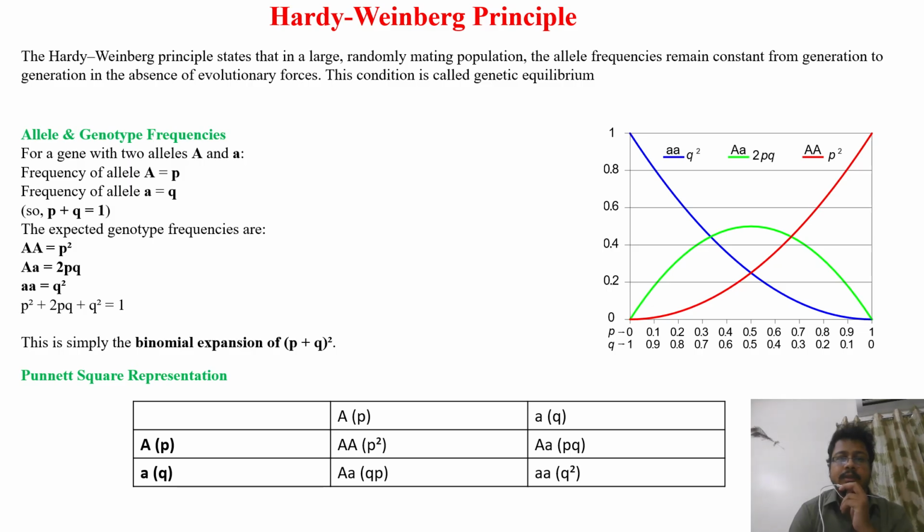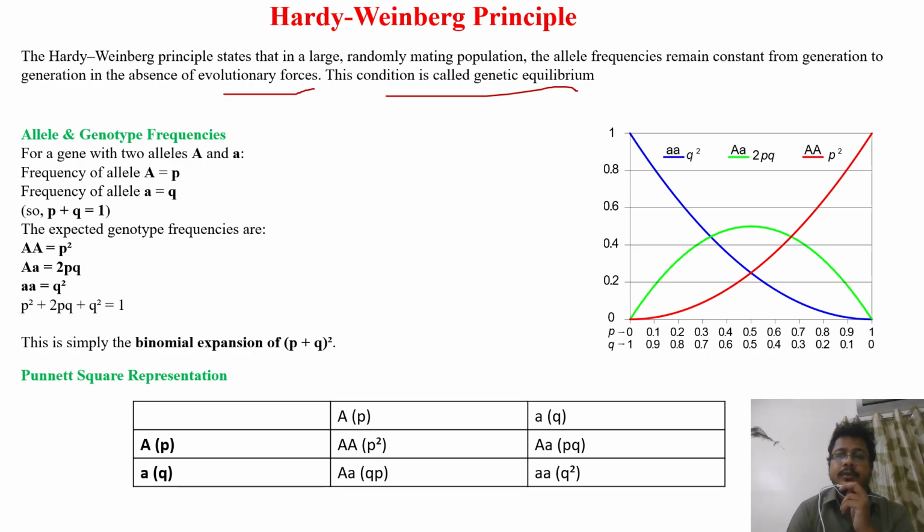So let us discuss the Hardy-Weinberg principle. Hardy-Weinberg states that in a large randomly mating population, allele frequency remains constant from generation to generation in the absence of evolutionary forces. So evolutionary forces need to be absent for Hardy-Weinberg equilibrium to be true. This condition is called genetic equilibrium.